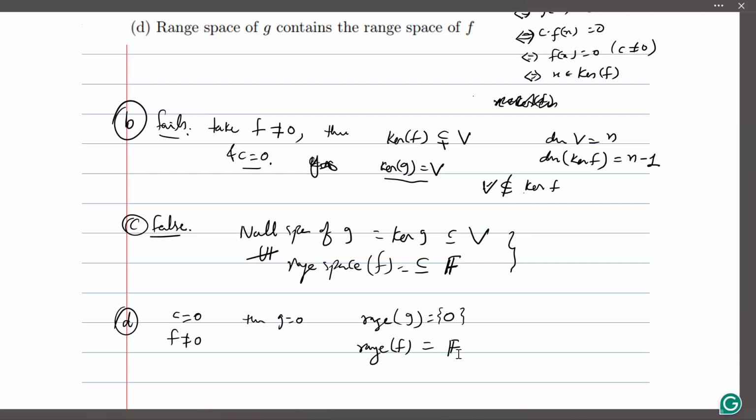F is a linear transformation, or linear functional. So once it has a non-zero vector, it will have all the scalar multiples of that vector. So it will be completely the field. So what option D is asking, range of G contains range of F, means they are asking this region. This is false.